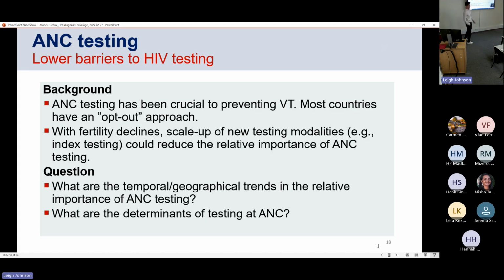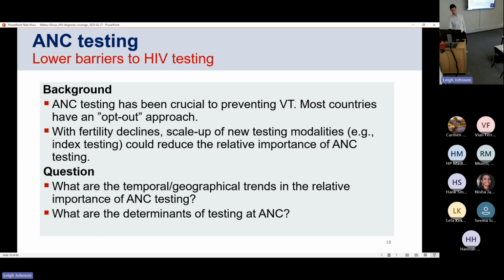ANC is crucial to prevent vertical transmission, but it's also a low barrier, low threshold modality to access HIV testing. First, because of access to ANC, 80 to 90% of pregnant women will attend at least one visit in the region, and most countries use an opt-out approach, meaning that by default they will test you for HIV unless you say otherwise. But at the same time, there's been fertility decline and the scale-up of new testing modalities. So what was the role of ANC testing in that?